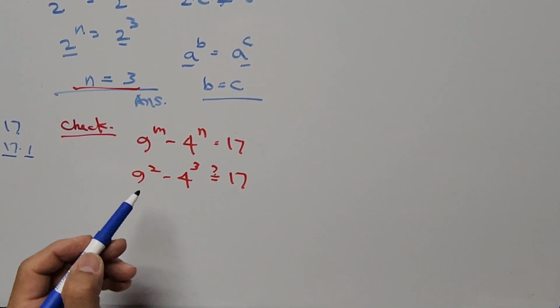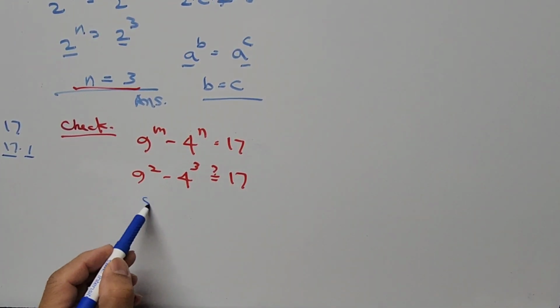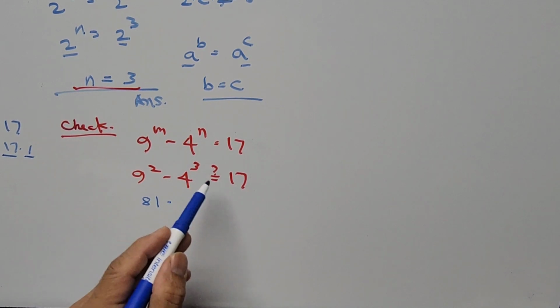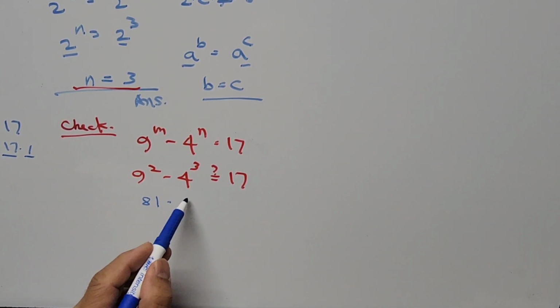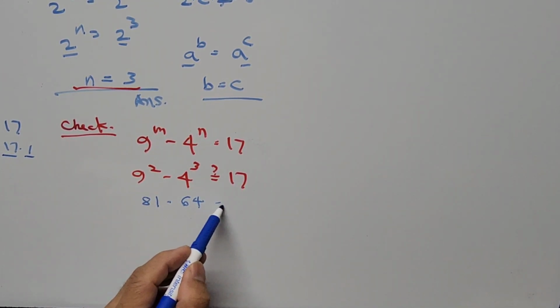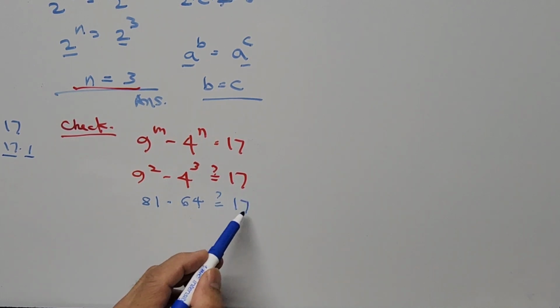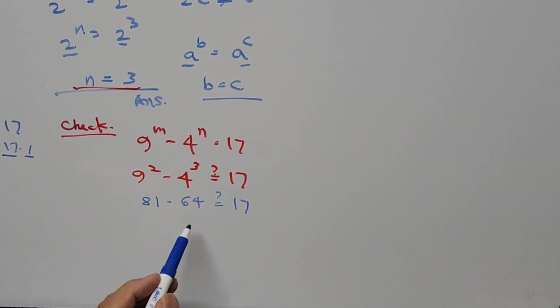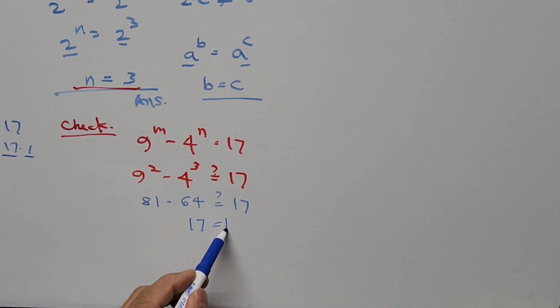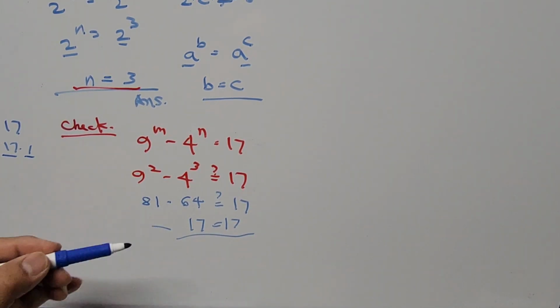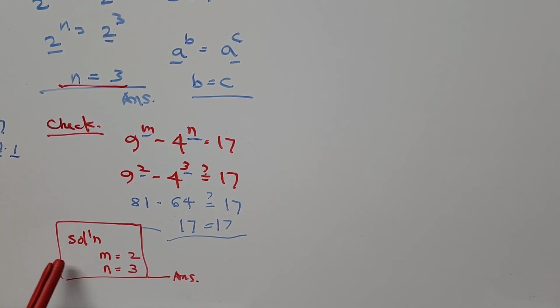So we have here 9 squared is 81, minus 4 cubed is 64. So is this equal to 17? 81 minus 64 is 17. So 17 equals 17. So we have just confirmed our answer is correct. We have just confirmed our solution is correct. m is 2, n is 3.